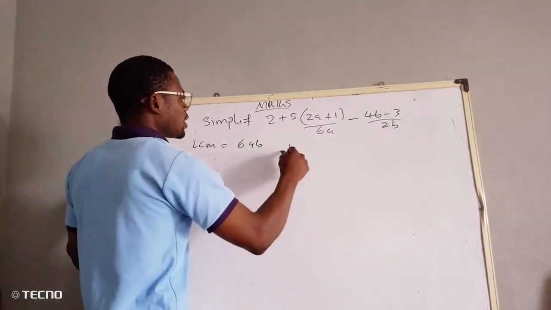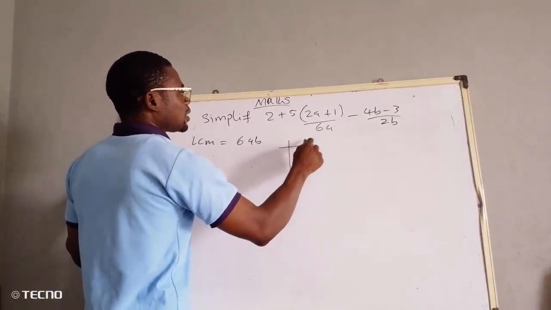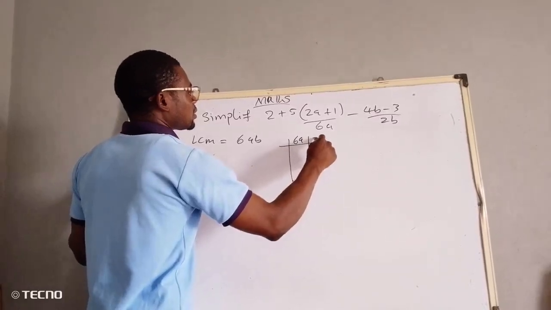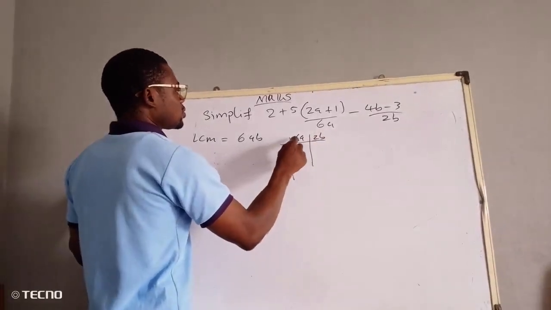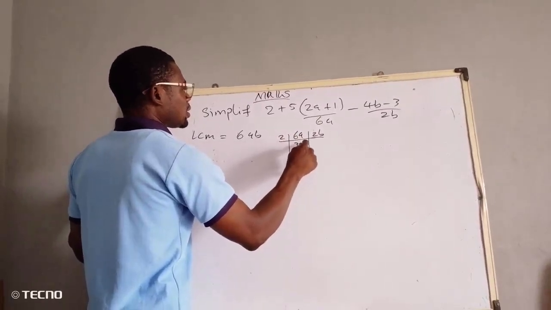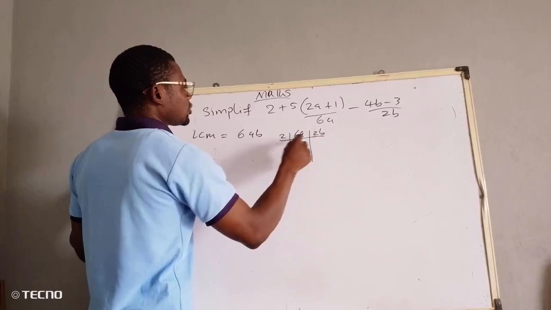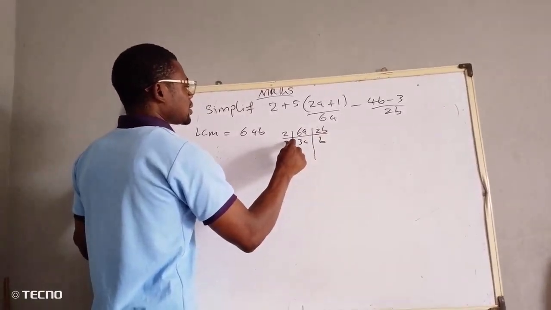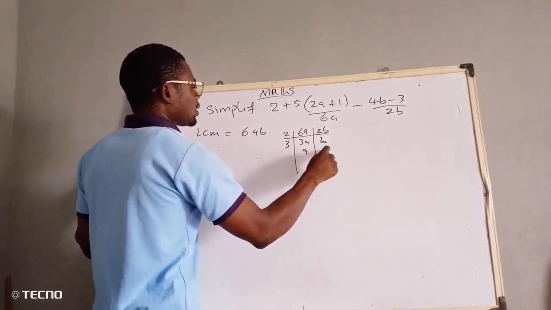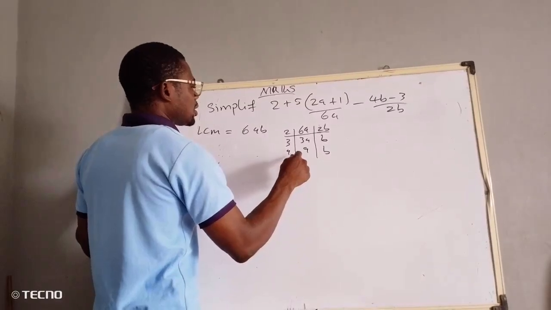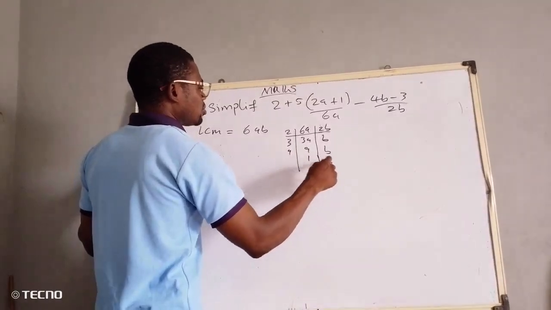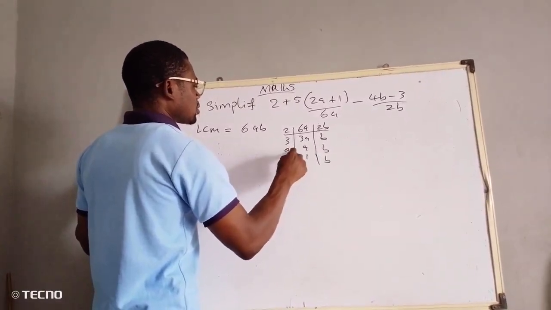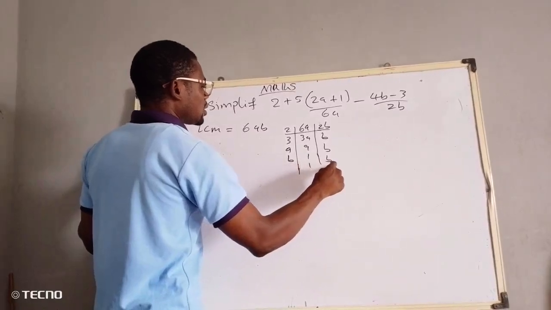If you want to look for the LCM, let me show you how I got that. This is 6A and it is 2B. Okay, 2 can go into both: 2 here, 3A here, and 2 here, B. What can go in is 3: 3 here, A, and B. What can go in is A: A here 1, A here B. What can go in now is B: B here 1, B here 1.